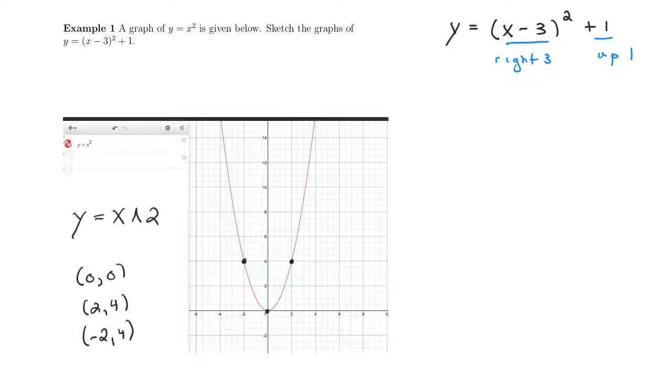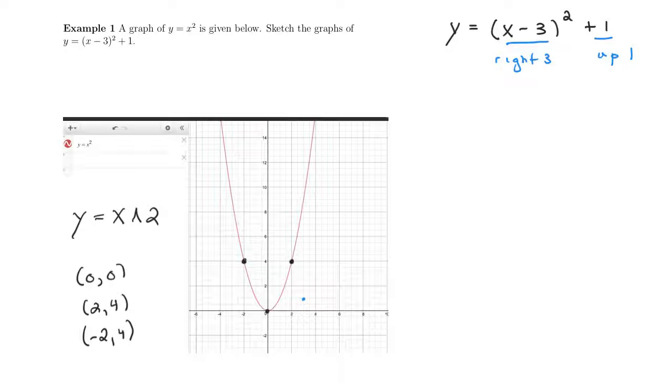We could actually just take the 3 points that I just drew, move them 3 places to the right, and then up 1 place. So let's see. If I start with 0, 0, and I go 1, 2, 3 places this way, and then I go up 1, that's going to be the new location. So I think I'm just going to draw that on there. So that was 3, 1.